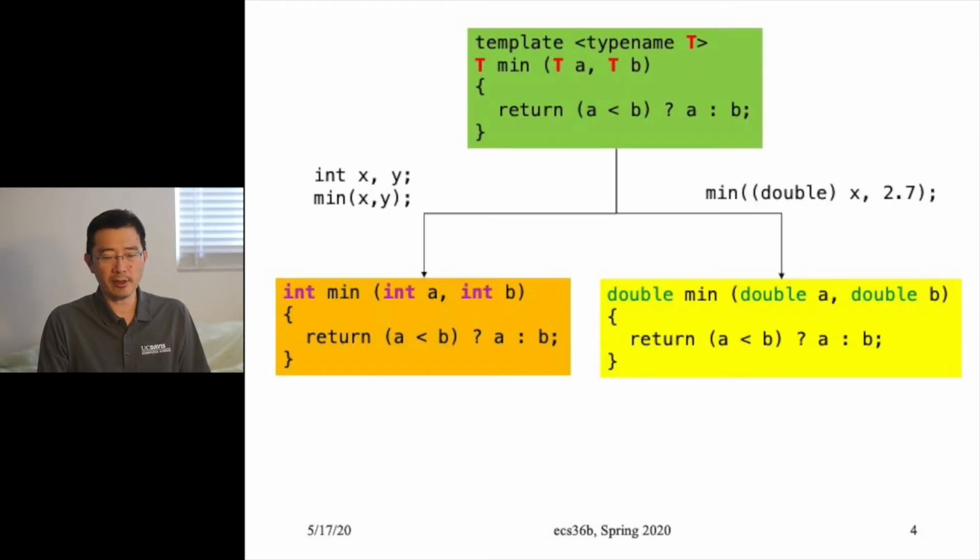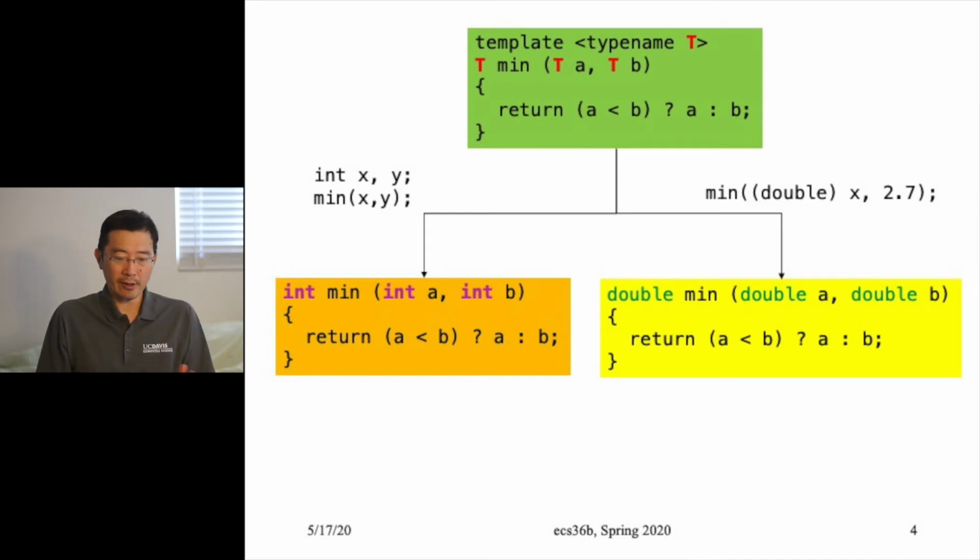Okay, let's start with function template. So here is a very simple example. Hopefully this simple example motivates you about why we want to have function template. So the green box on the top, this is a function template. So a function template is trying to provide an abstraction about a function that can handle different types of data. For example, in this case, the function name is called min. And the idea is to compare two numbers A and B and return the smaller number.